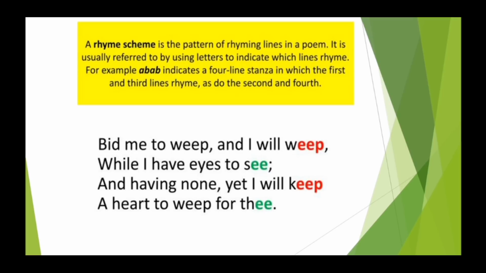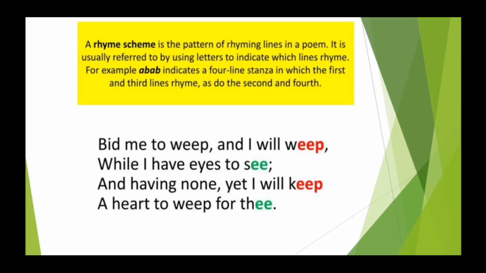Bid me to weep and I will weep, while I have eyes to see, and having none yet I will keep a heart to weep for thee. Now in the first line we can see the last word is weep, and in the second line the last word is see. Weep and see do not rhyme with each other. So weep will be A and see will be B.